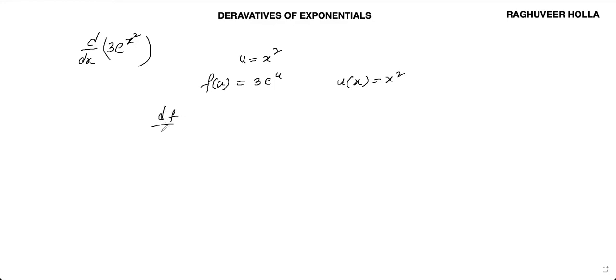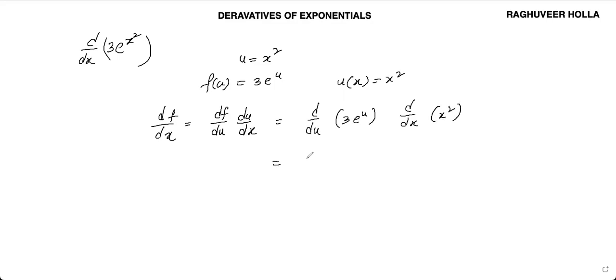So df by dx will be df by du and du by dx. So that would be d by du of 3 e to the power of u and d by dx of x square. So which is 6x e to the power of u, and which is nothing but 6x e to the power of x square.